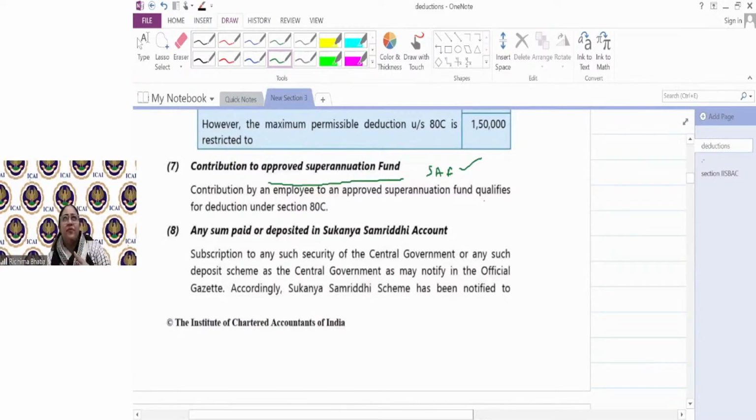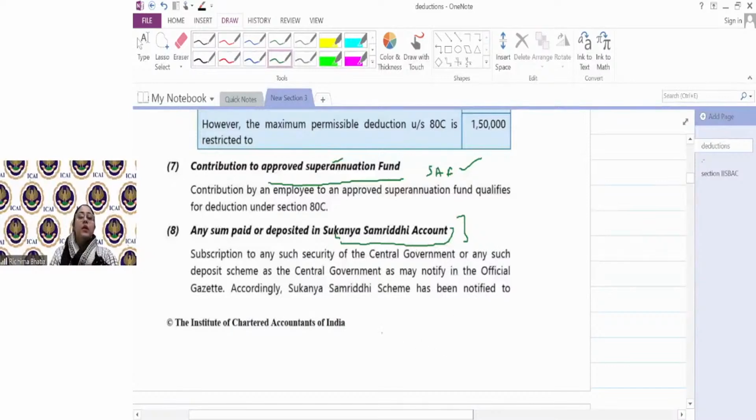So अभी तक हमने क्या पढ़ा? Deferred annuity, insurances, life insurance policy, unit linked insurance planned, then your PPF, RPF, SPF, and superannuation fund. Another contribution which is allowed as deduction under section 80C is contribution every year to Sukanya Samriddhi account. Now, this is a very recent scheme introduced for promoting the girl child and for having a secured fund for the wedding and education of a girl child.